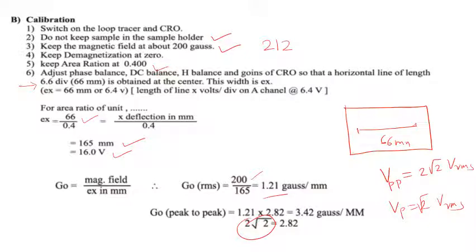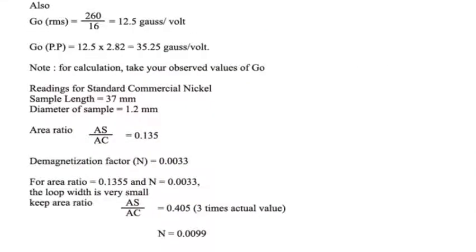This is in Gauss per millimeter, and we have multiplied it by 2 root 2, we got 2.82, and we have got this 3.42 in Gauss per millimeter. Okay, so in this way, if you got this value, then we also have to calculate the VRMS in Gauss per volt. So 6.6 centimeters, or 66 millimeter, corresponds to 16 volt. So 260 divided by 16 gives us 12.5 Gauss per volt.